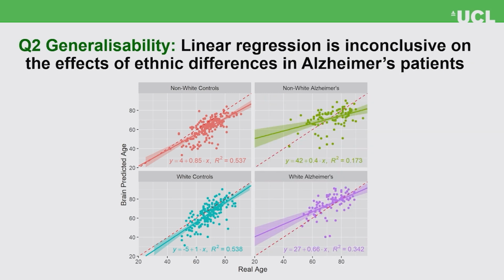However, in the case of Alzheimer's, our results are a bit more inconclusive. We do see that the R-squared values are lower, again because of the neurodegeneration in the different regions of the brain. This is expected, but the difference between the two non-white groups is larger than the ones in the white groups. So further analysis is required.